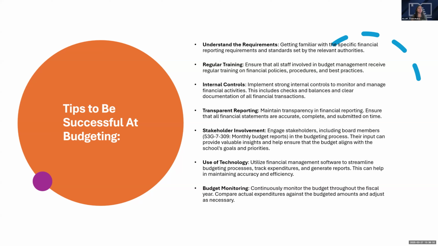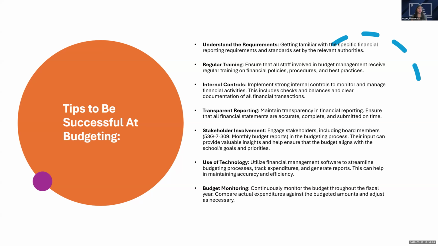And then stakeholder involvement, engaging stakeholders, including board members, in the budgeting process. The code 53G-7-309 talks about presenting monthly budgeting reports to the board, to all the board members, so they are involved in the budgeting process on a regular basis. And their input can provide valuable insights and help ensure that the budget aligns with the school's goals and priorities.